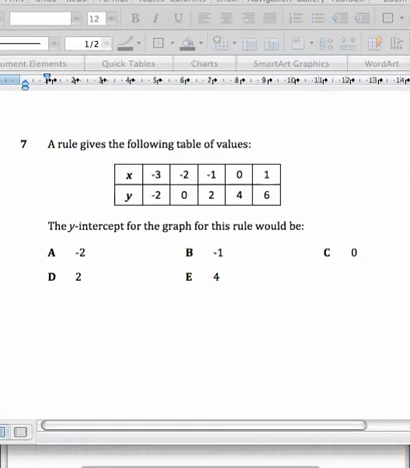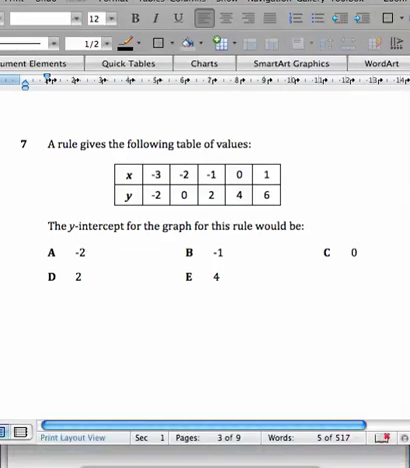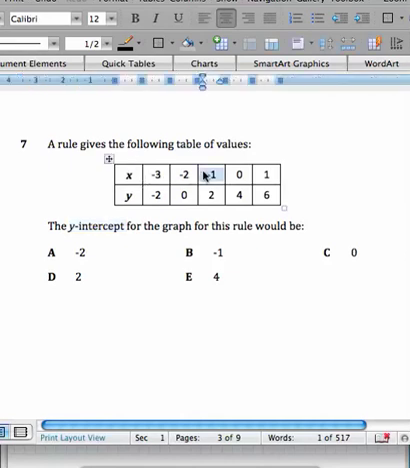Our next question says a rule or an equation gives the following table of values. So they've given us a table of values, and then they ask the y-intercept for the graph for this rule or this equation would be what? Now this one's quite easy because we know the y-intercept, if you remember, is when x equals 0. So go to the x values. So here's x. We've got -3, -2, -1.